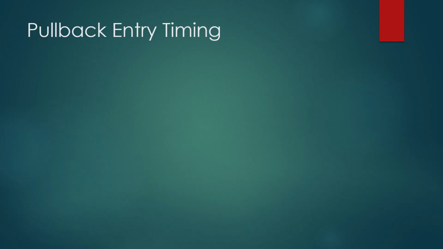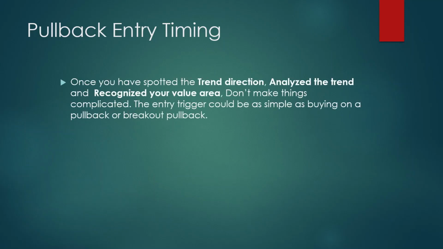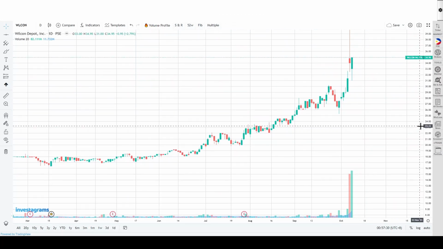Okay, next is the pullback entry timing. So ngayon, na-identify mo na yung trend direction, na-analyze mo na yung trend, at na-recognize mo na yung area of value. Don't make things complicated. The entry trigger could be as simple as buying on a pullback or a breakout pullback. Okay, I'll show you one good example for this one. Okay, gamitin natin si Wilcon as an example.